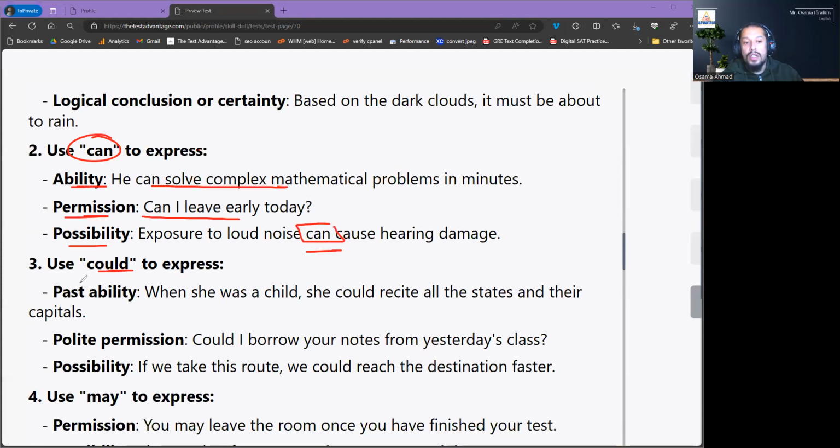Could. Could is the past of can. Same thing. Past ability, polite permission, possibility. When she was a child, she could recite. Could I borrow your notes from yesterday's class? If we take this route, if we could reach the destination.